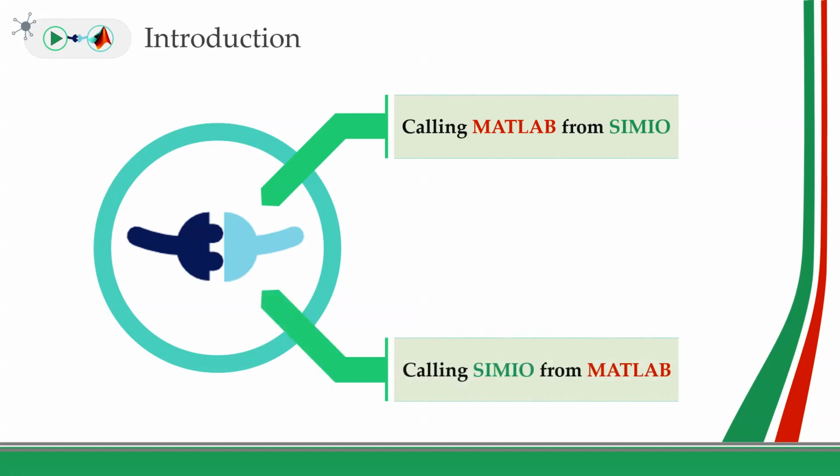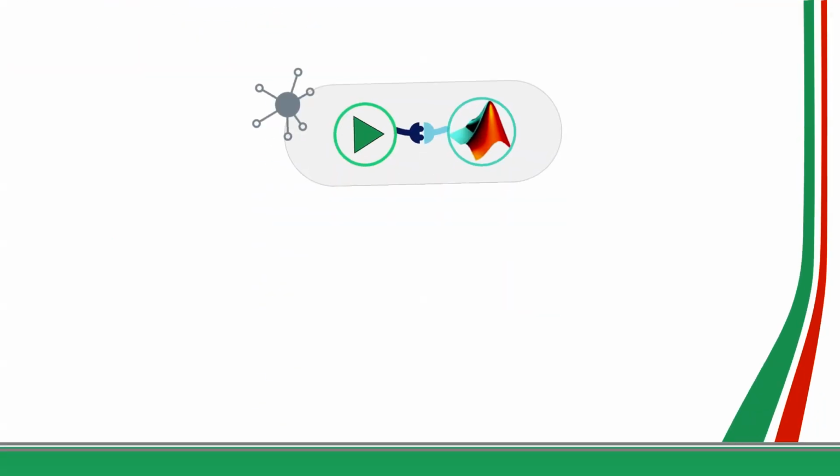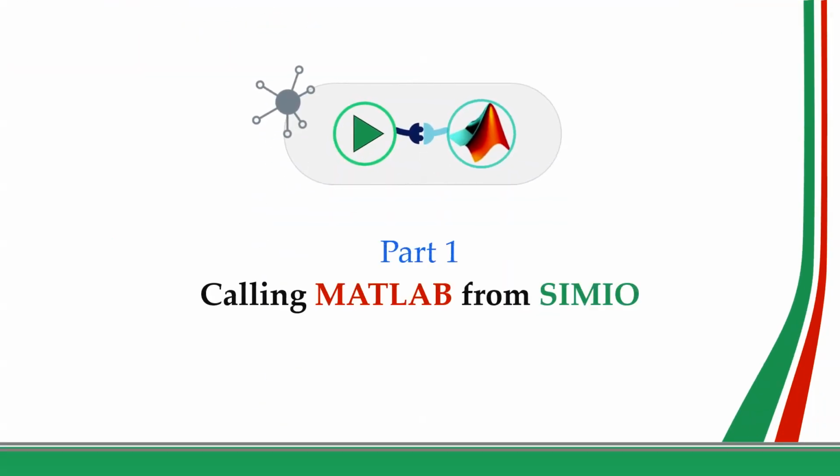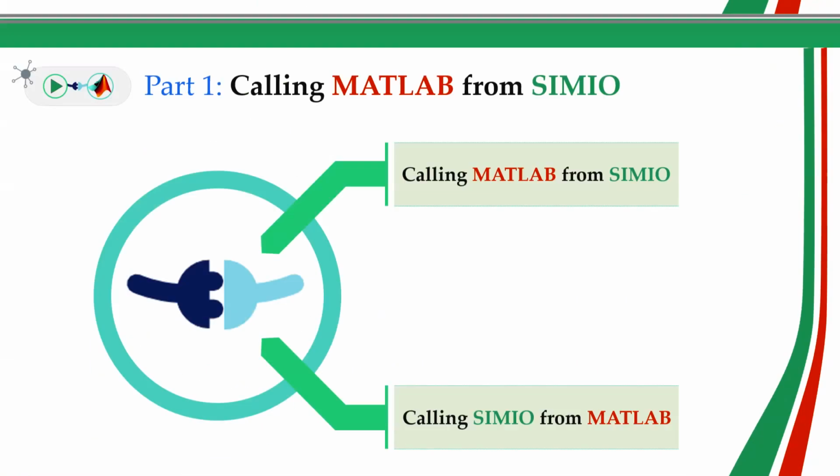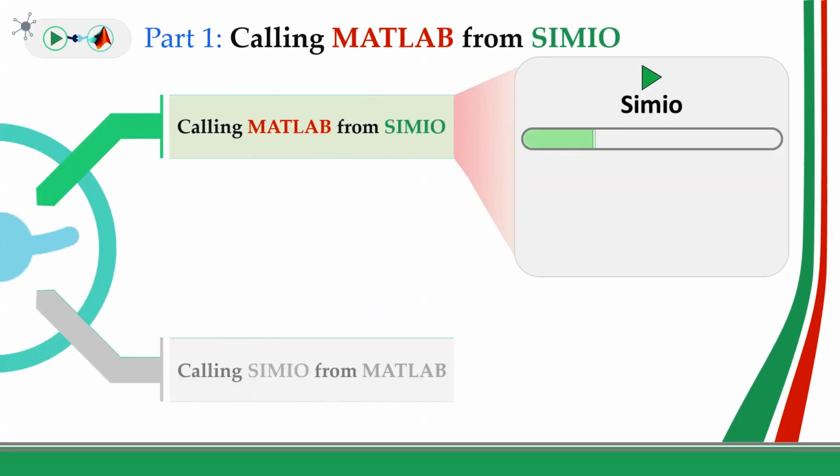For the second part, I want to talk about how MATLAB can call Simio to run the experiments from the simulation software. So in this video, I'm just going to talk about the first part, which is calling MATLAB from Simio. So let's start. In order to implement this type of integration, as I mentioned earlier, the main manager is the simulation software, which is Simio.